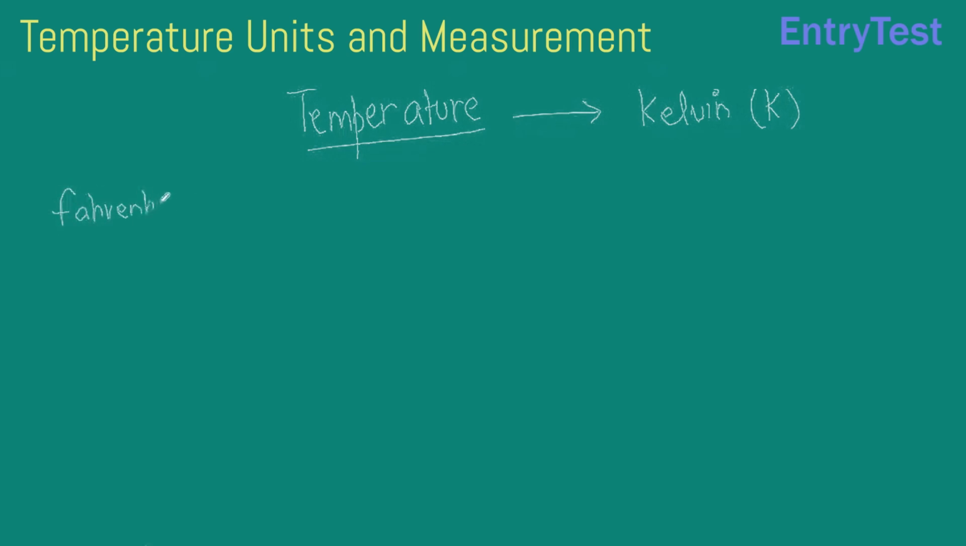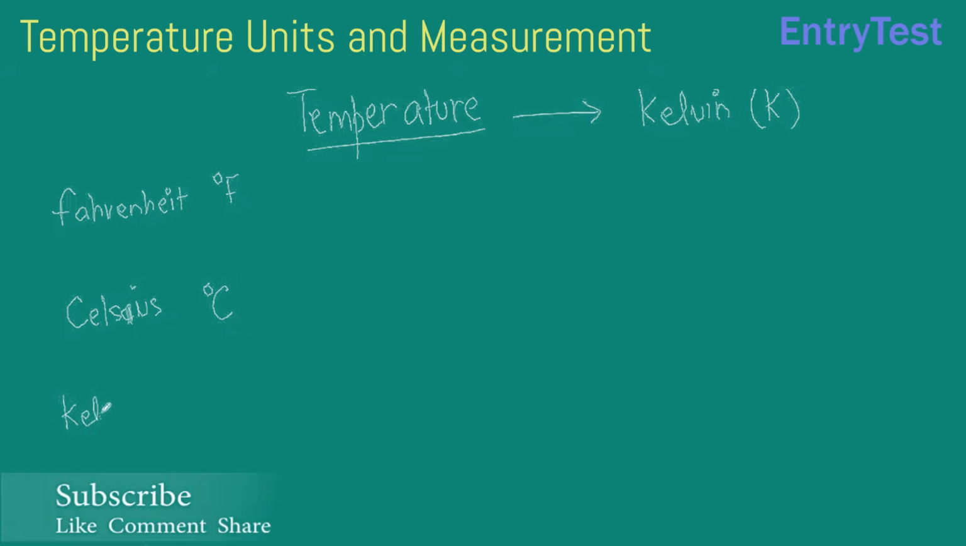Fahrenheit is represented as degree F. Celsius, so let me correct that, is represented as degrees Celsius. And Kelvin. For Kelvin, we don't use the degree symbol, we simply put a K.